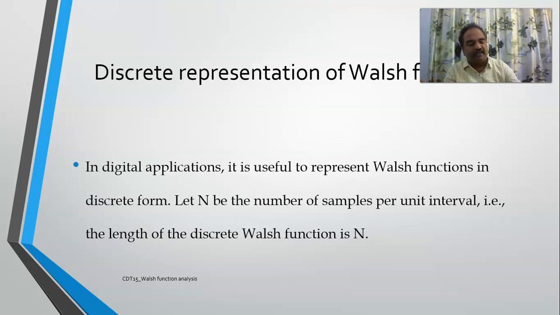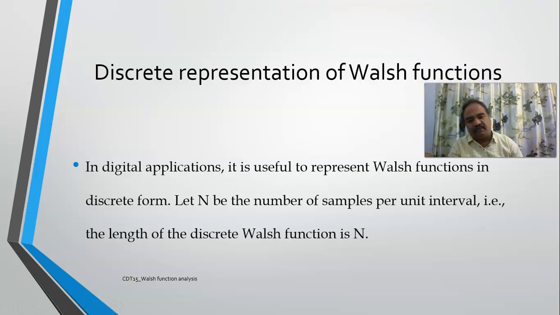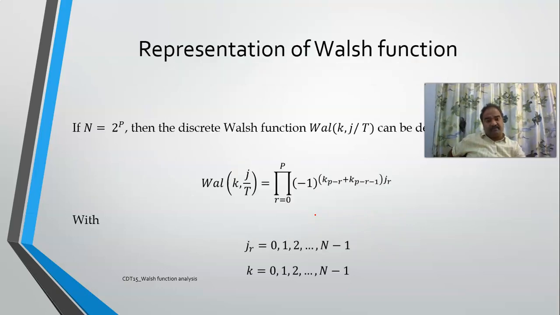Next is the discrete representation of Walsh functions. In most of the applications, digital applications, we generally represent Walsh functions in discrete form. So let n be the number of samples per unit interval. If you do have a signal, then n is the number of samples per unit interval, so the length of the discrete Walsh function will become n, just like you have done in Fourier series. N indicates the number of samples in a given time interval.